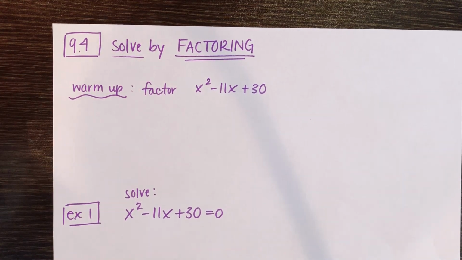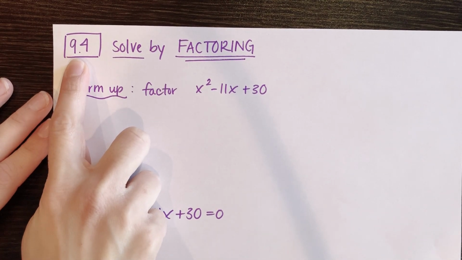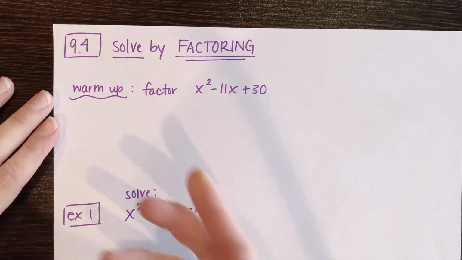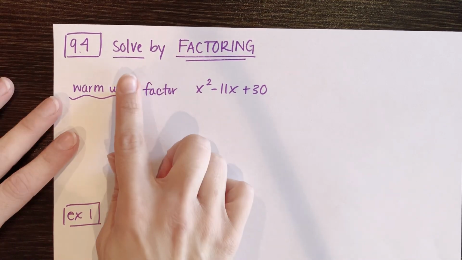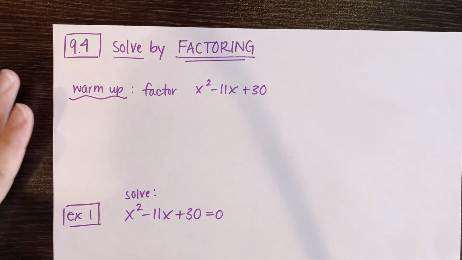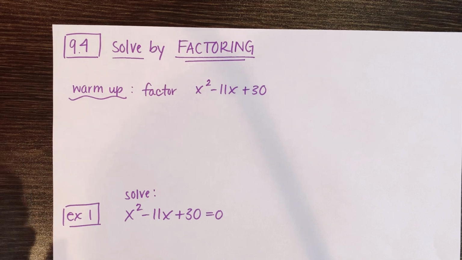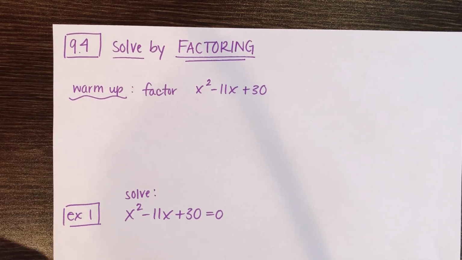All right, guys. So this is a little strange. Hopefully it looks a little strange at first because you recognize that this says 9.4 and we're in chapter 8. But if you look at the title for 9.4, it's solved by factoring. So it makes perfect sense, and I think a lot more sense actually, if we do this while we're factoring. We're in that factoring mindset.